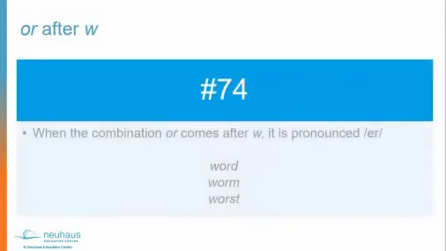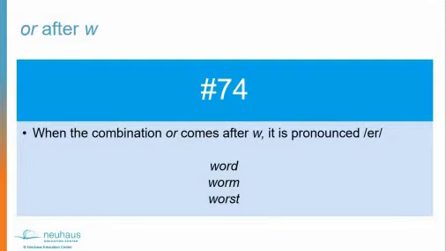In Concept 74, students learn that when the letters OR come after the letter W, they are pronounced as in word, worm, and worst.